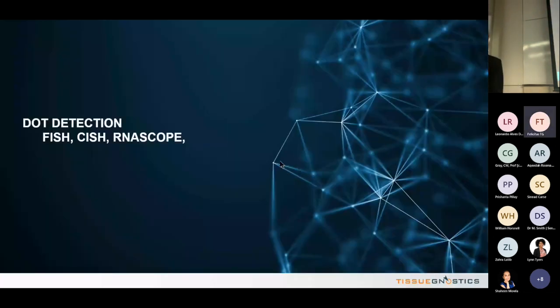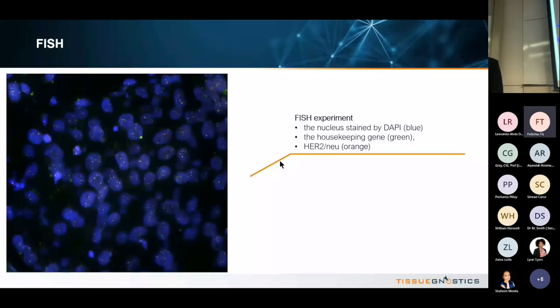But you can also do, for instance, some dot detection. So, for instance, FISH analysis or RNA-scope or CISH analysis. Or also many people are using this dot detection algorithm for detection of viruses or other parasites. So here, for instance, is a FISH experiment.